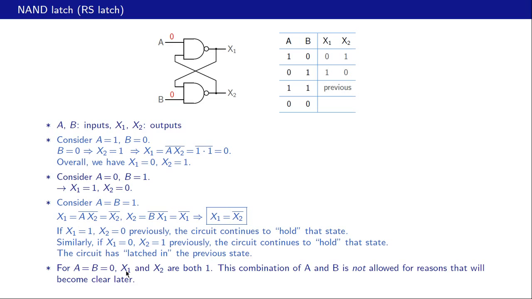Alright, one last point. For a equal to b equal to 0, x1 and x2 are both 1. If we have 0 here, that means x1 is 1. If we have 0 here, that means x2 is 1, and that is irrespective of this other input. So for a equal to b equal to 0, x1 and x2 are both 1. But this combination of a and b is not allowed, and we will see the reason for that a little later. Alright, so we have written 1, 1 here, but we should bear in mind that this combination is not really allowed.